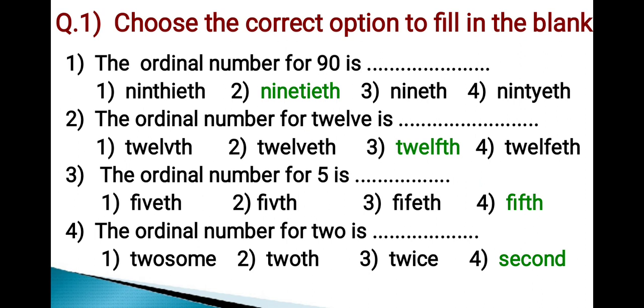Next question. The ordinal number for 2 is dash dash. Options are twosome, toth, twice, second. Out of these four options, option number 4, that is second, is the correct option to fill in the blank. Hence, the correct answer is option number 4.